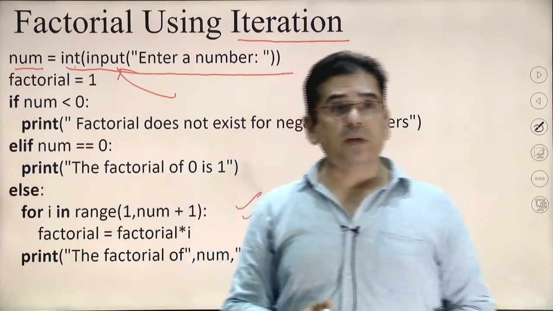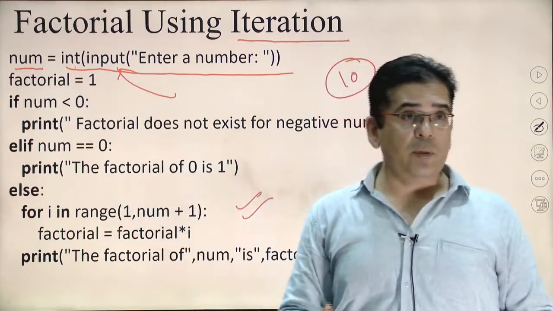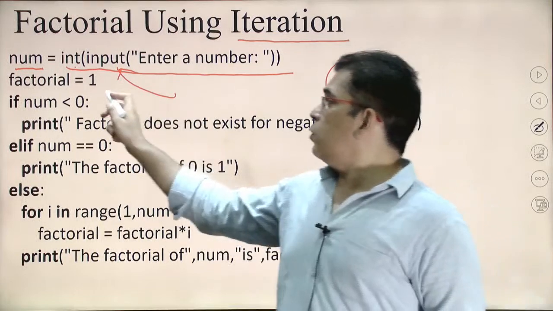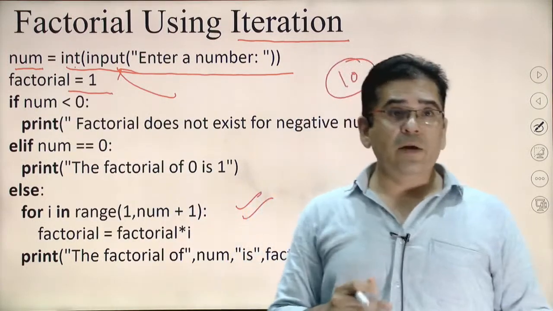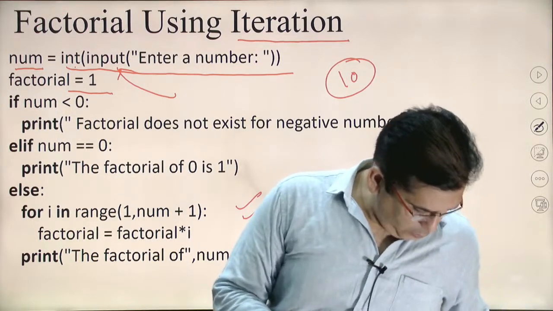Now this is the first line. The second line is where I have declared another variable and assigned a value 1, which means I have taken a variable factorial and the value 1 is assigned to that variable.